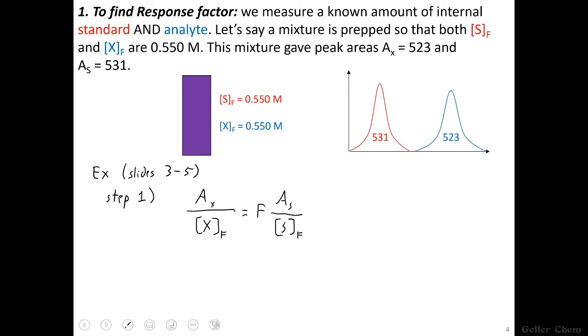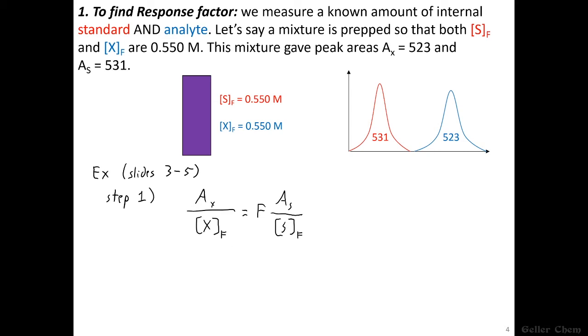I keep stressing the words "in the mixture" to emphasize the fact that these concentrations are not the initial concentrations when the standard and analyte were separate from one another. But once we mix the two together, they form a solution of larger volume, thereby diluting their concentrations to these final values, hence the F subscripts. This will be important in the next step of the problem.